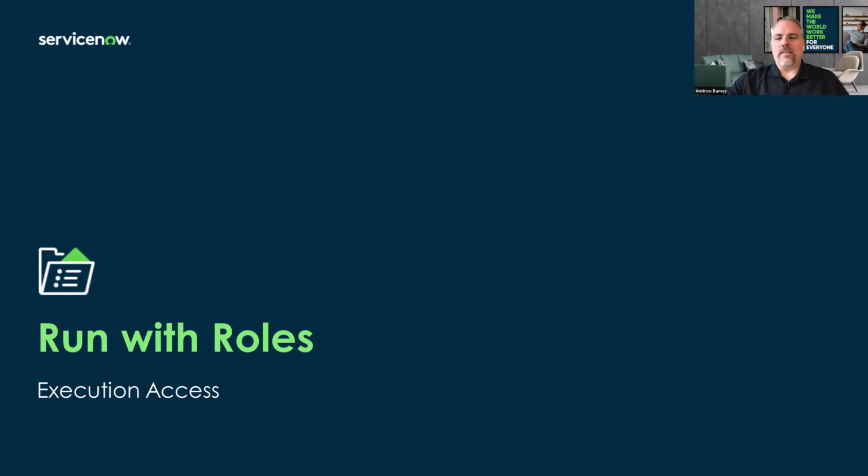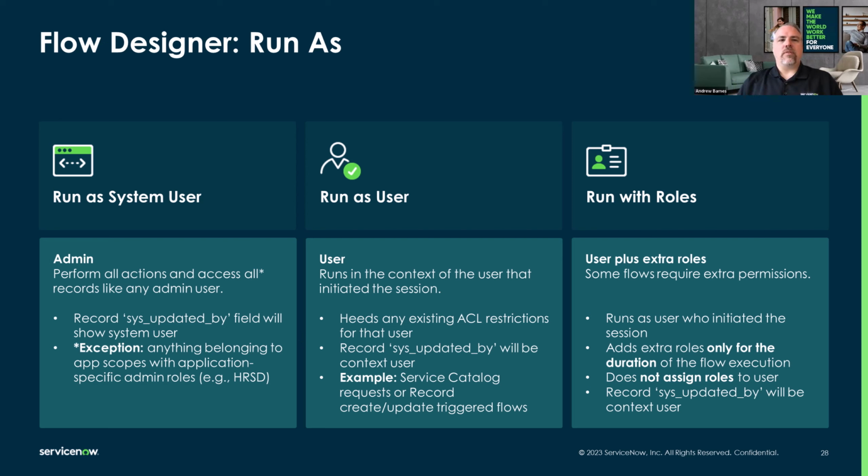Oh, thank you, Lisa. So now we're going to talk about run with roles. We would like to continue on that vein of the execution layer and what you can do there, which is in Flow Designer, we have this capability called run as, and you have some choices there. So if you run as a system user, then you're effectively running as an admin. And that mostly allows you access to write to nearly all of the ServiceNow tables and capabilities.